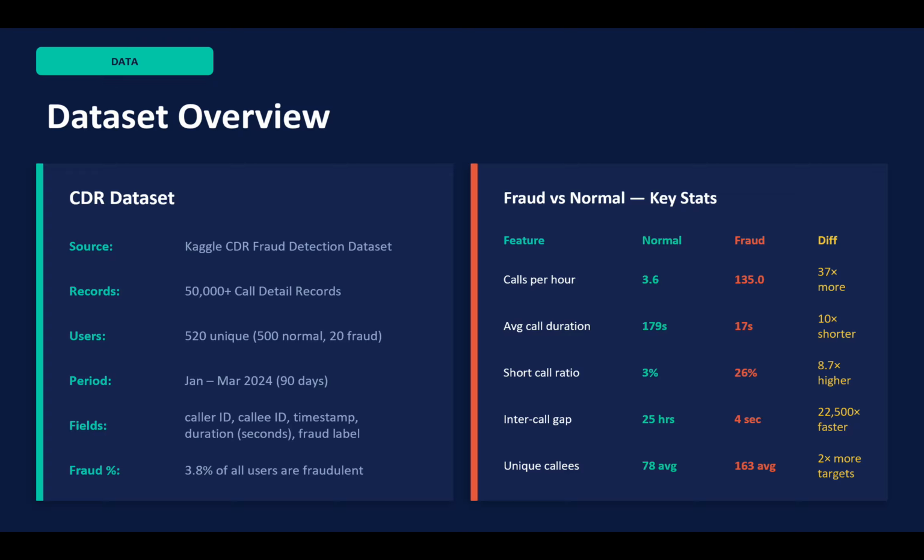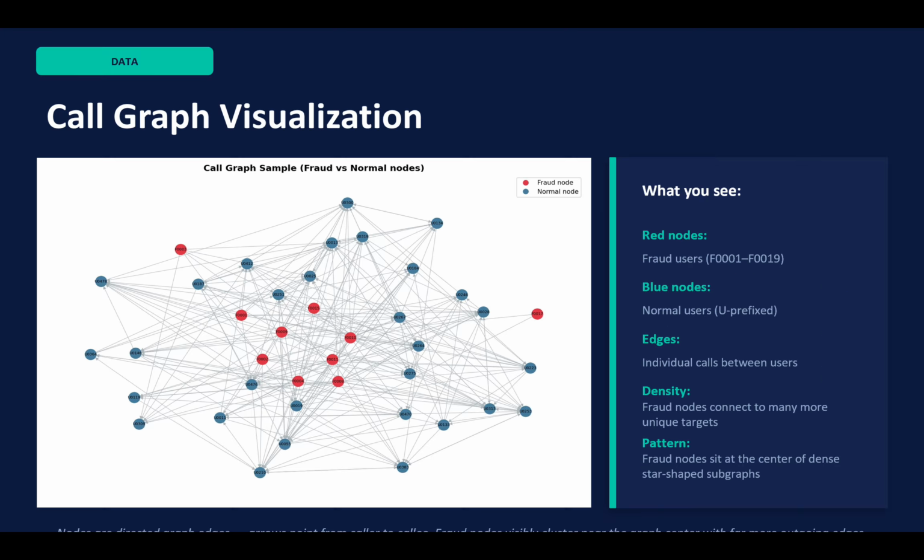So as you can see, the numbers are drastically different between the two groups, which is why this is my favorite part. Normal users call someone roughly every 25 hours. Fraud nodes call someone every 4 seconds. Every 4 seconds. At that point, you're not even making a phone call. You're just assaulting the phone network. So the data is just drastically different. Again, I just want to emphasize that.